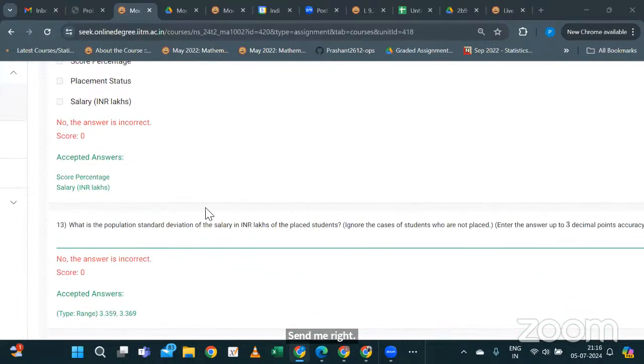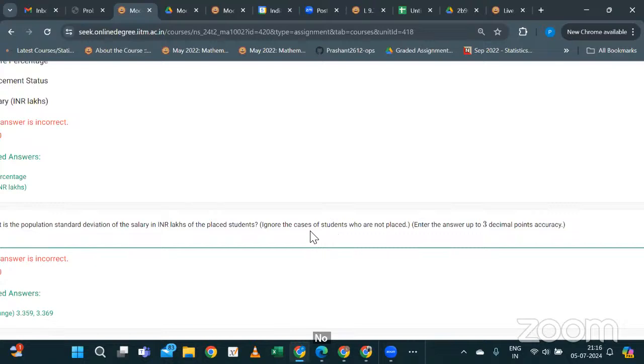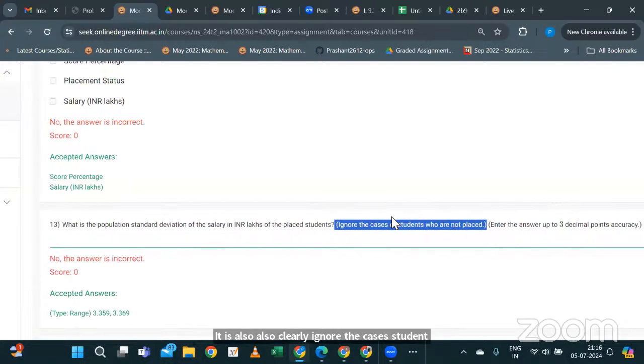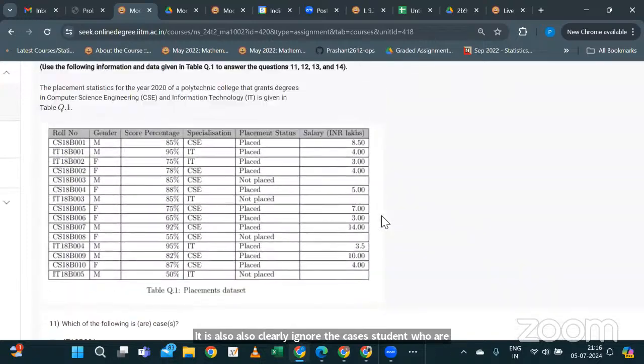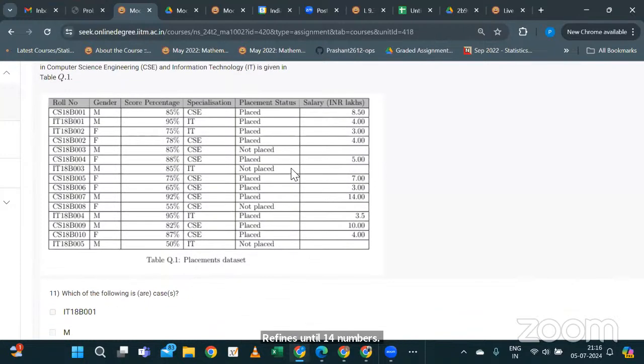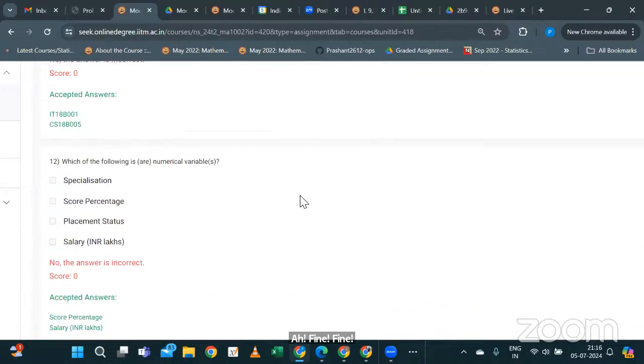Next question: what is the population standard deviation of the salary in lakhs of the placed students? It is also clearly mentioned to ignore the cases of students who are not placed. That means we have to calculate the population standard deviation of this. You just simply use the formula. I will use Google Sheets to save time.